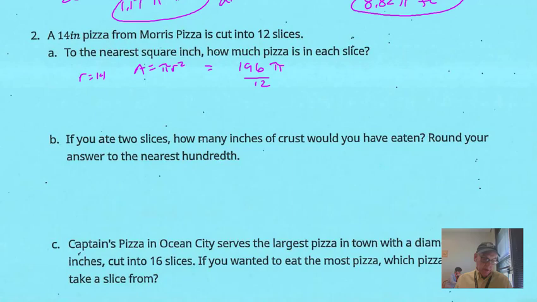So 196 times 3.14 divided by 12. This number, 196 times 3.14, comes out to be 51.29, which rounded to the nearest inch is 51 square inches.